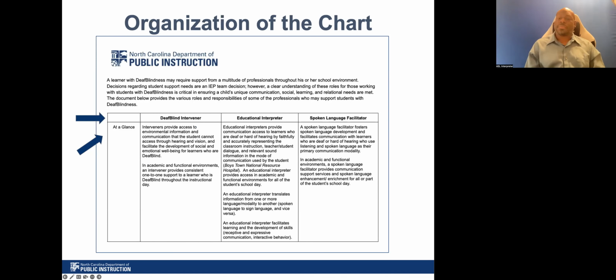Let's dive into the chart. This chart is organized into three columns entitled Deafblind Intervener, Educational Interpreter, and Spoken Language Facilitator. This chart is also organized into rows entitled At a Glance, Clarification of Role and Responsibility, Communication, Training and Certification, Morals and Ethics, Teaming, and Characteristics of Students who might benefit. Below the chart is a list of references and resources.